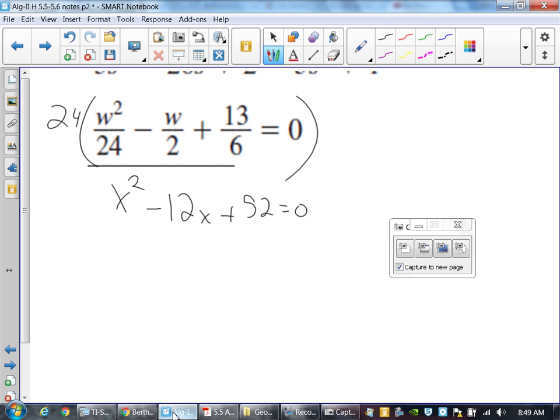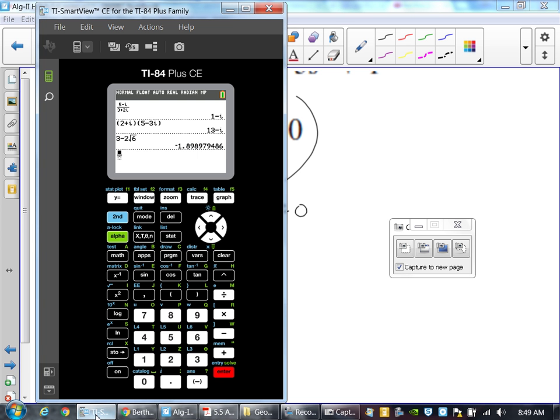If you go to your calculator real quick, and you hit the button that says apps, there's a bunch of pre-installed apps on these calculators. One of which is called Conic.